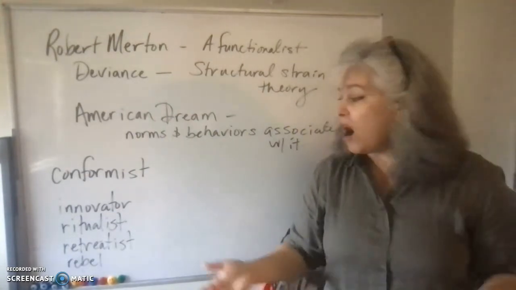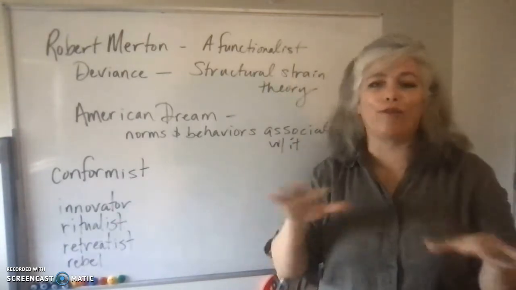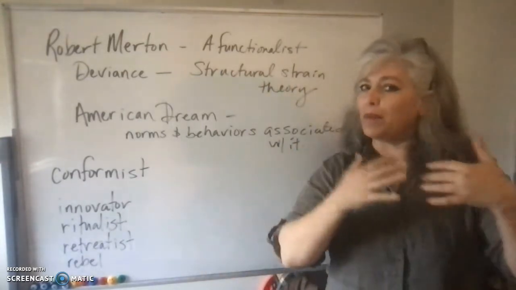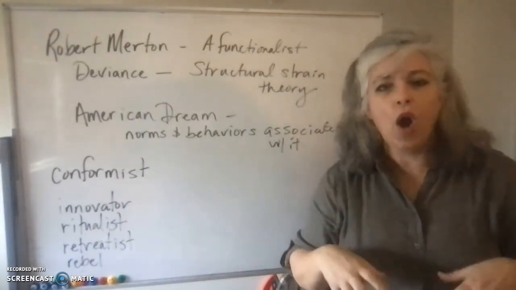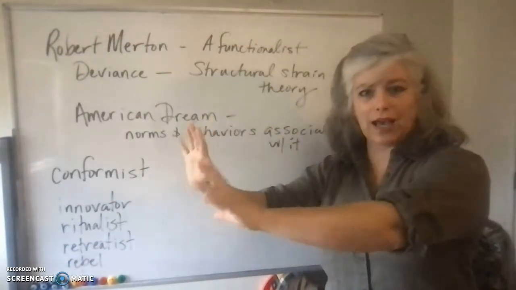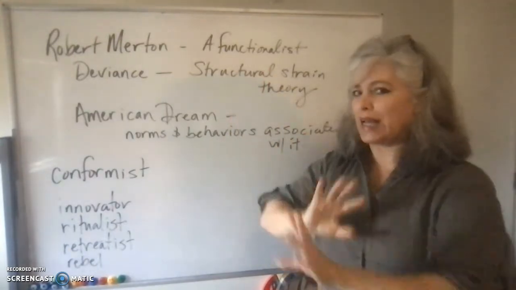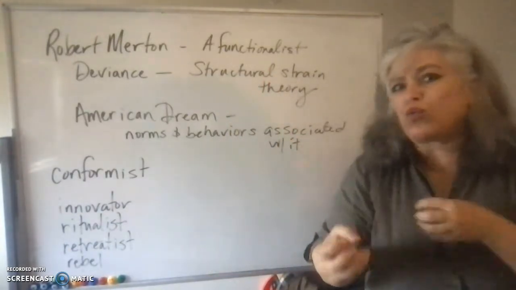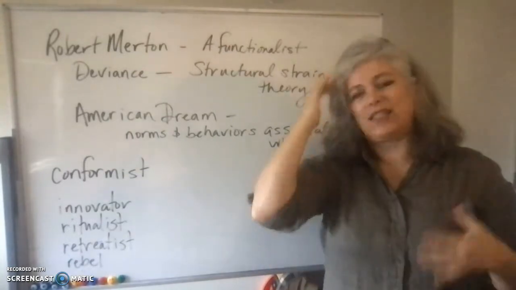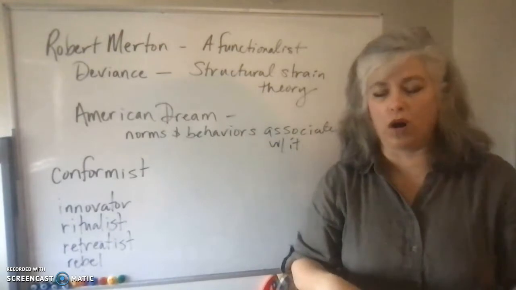A rebel does what a retreatist does, except they don't participate in overall society at all. They back off completely and kind of redesign what they think the overall goals should be. Like the normal society has it all wrong. Normal in air quotes, right? Normal society has it all wrong. The rebel redefines everything and says there are other goals in life. Money and success are not the goals that I'm put on this earth for.